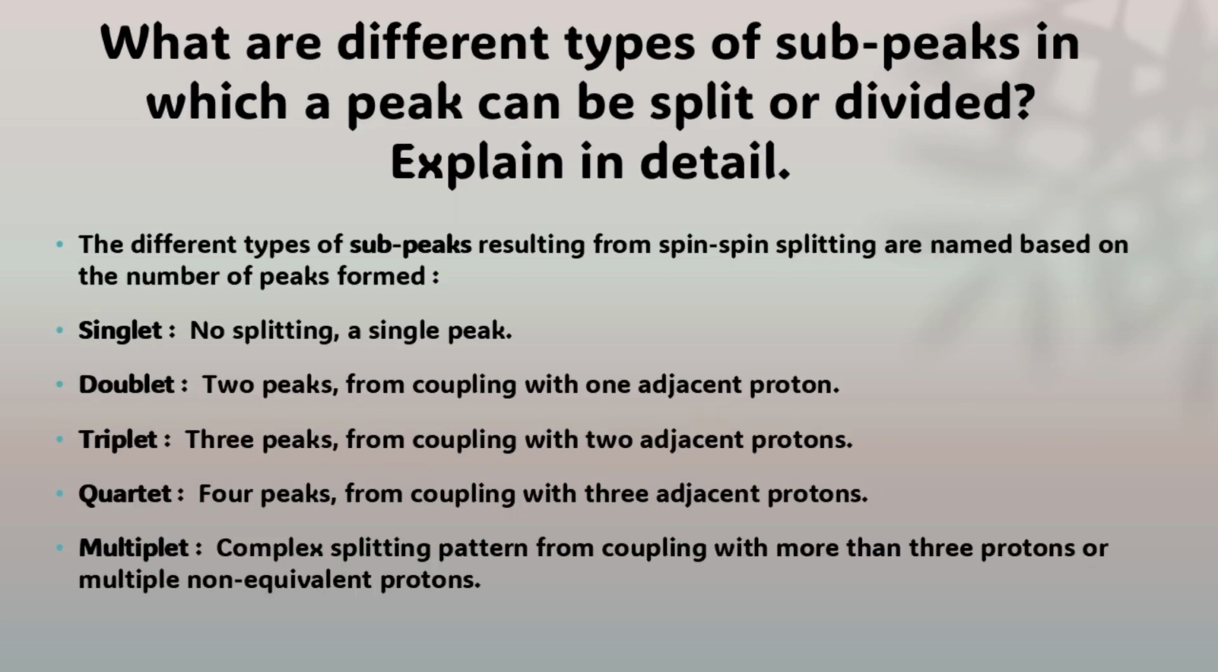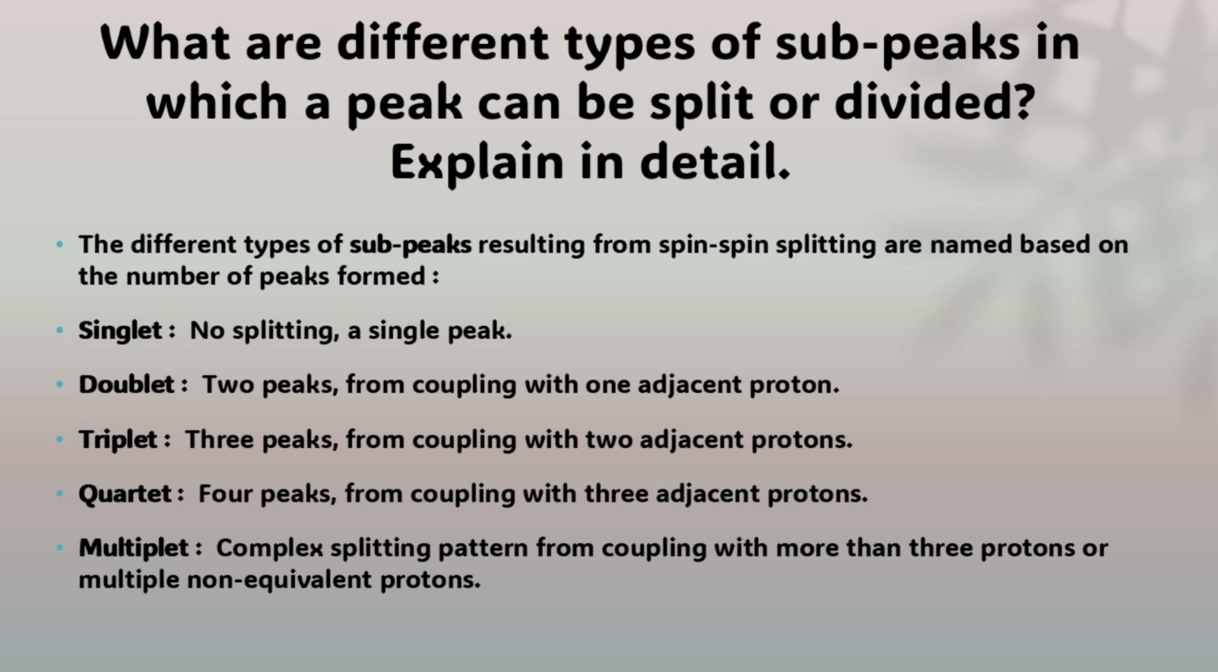The next question is question number 55. What are different types of subpeaks in which a peak can be split or divided? Explain in detail. The answer to this question is, the different types of subpeaks resulting from spin-spin splitting are named based on the number of peaks formed. Singlet, no splitting, a single peak.